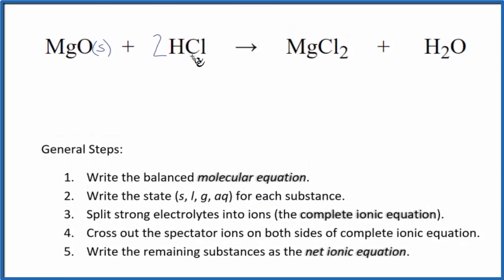Hydrochloric acid is a strong acid. That means it's a strong electrolyte. It'll dissolve, break apart into its ions. That'll be aqueous. Compounds with chlorine, those are soluble. And water, that is a liquid. So we have the states.